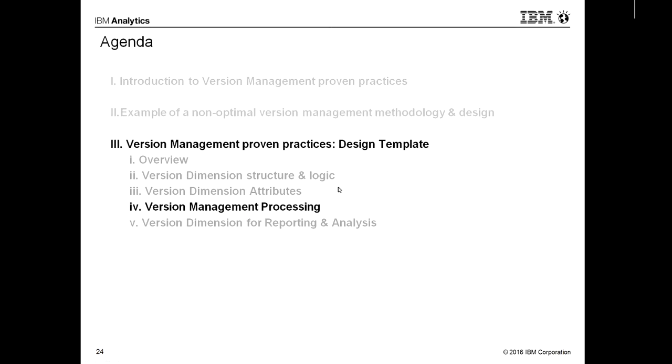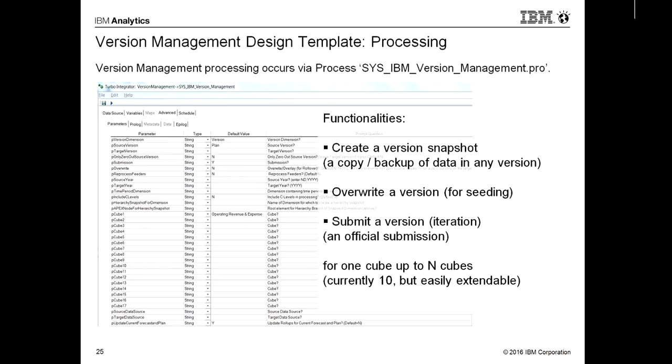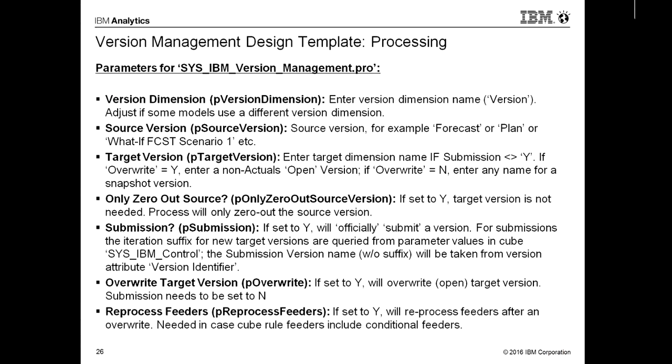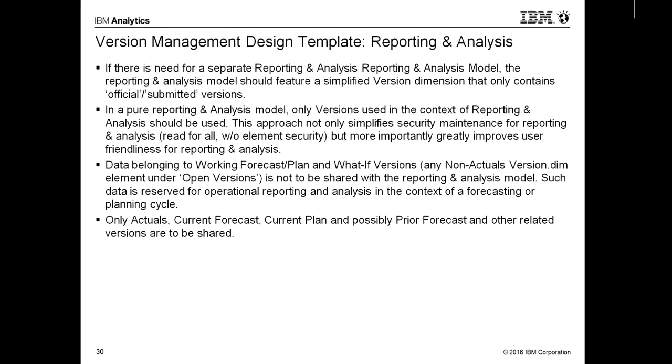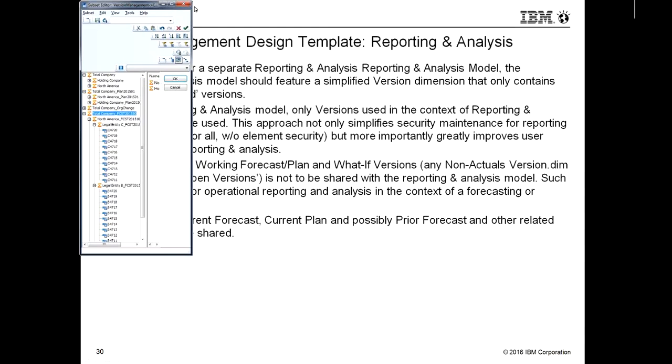Now, if we look at this for reporting and analysis, talked about this here. Just give me a sec. If you have need for a separate reporting and analysis model, oh, there's another typo. Sorry about that. That model should feature a simplified version dimension that only contains official submitted version. How is that? Or why is that? Well, excuse me, that was the wrong.